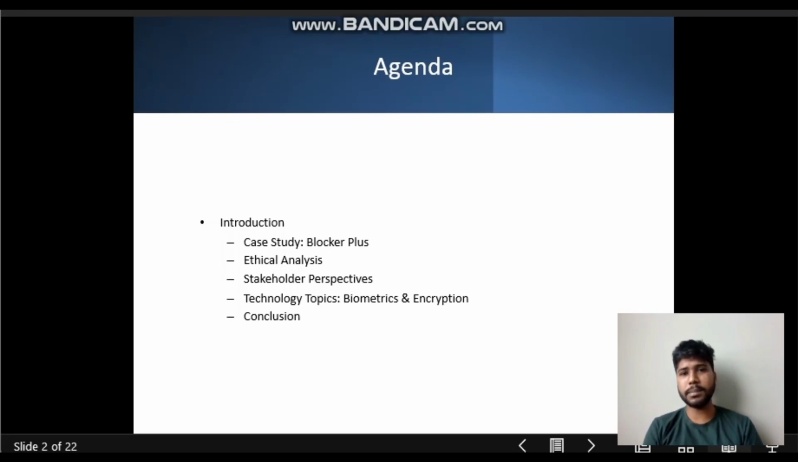In this case study, we'll explore how Blocker Plus, a fictional but realistic content filtering tool, violated these principles. It suppressed free speech and systematically discriminated. We'll examine two technological topics, biometrics and encryption, through ethical, legal, societal, and moral lenses. By the end of the talk, you will understand why ethical frameworks are not optional but foundational to responsible innovation.